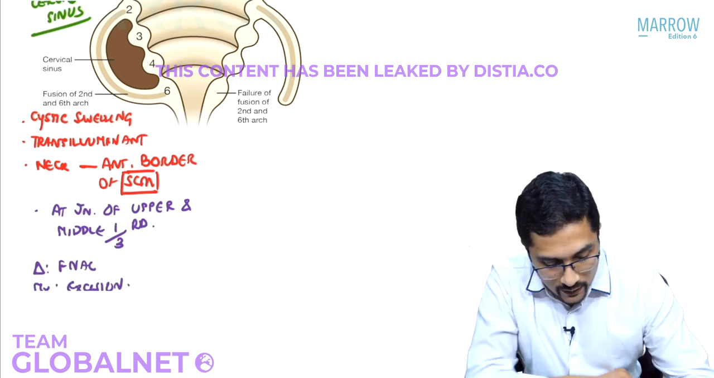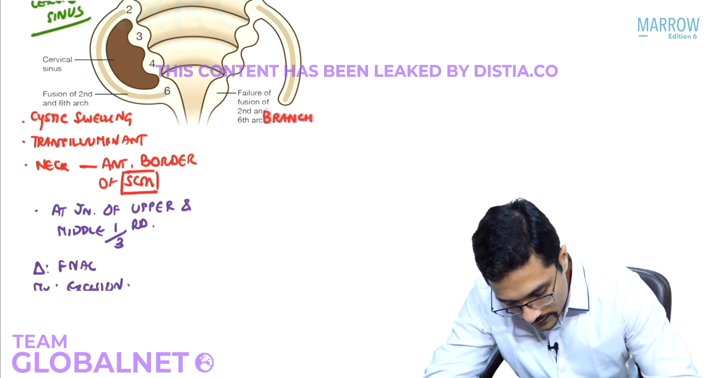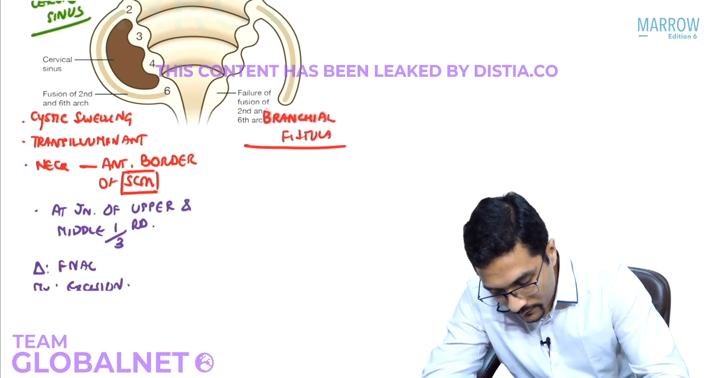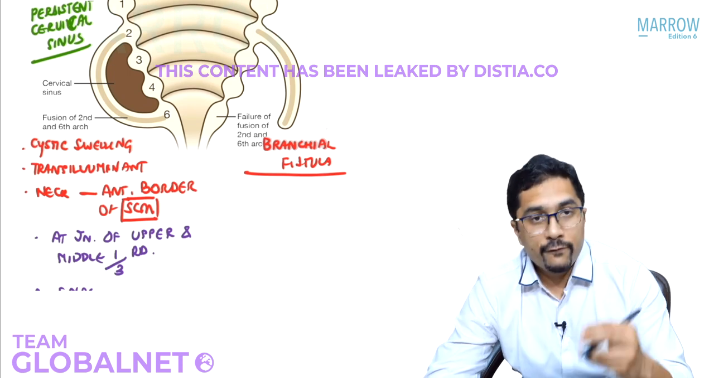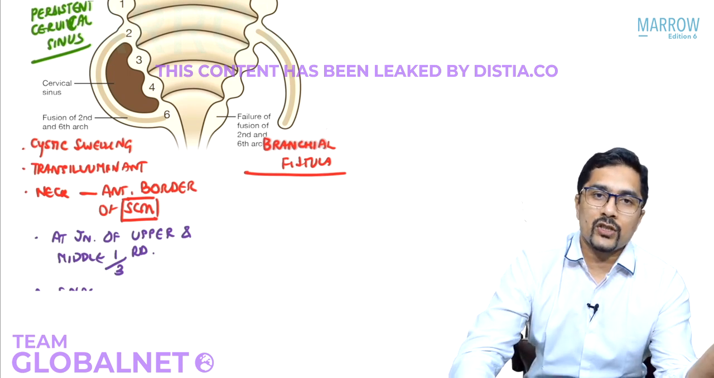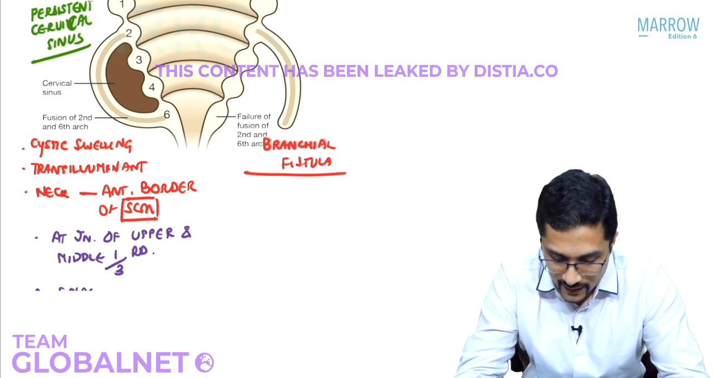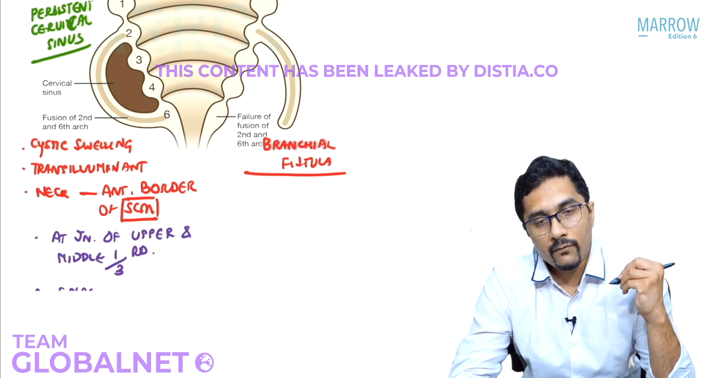Now you can also have a branchial fistula. On this side is a branchial fistula. When will it develop? When the second arch fails to fuse with the sixth arch. If there is non-fusion of the second arch with the sixth arch, then a branchial fistula will form.